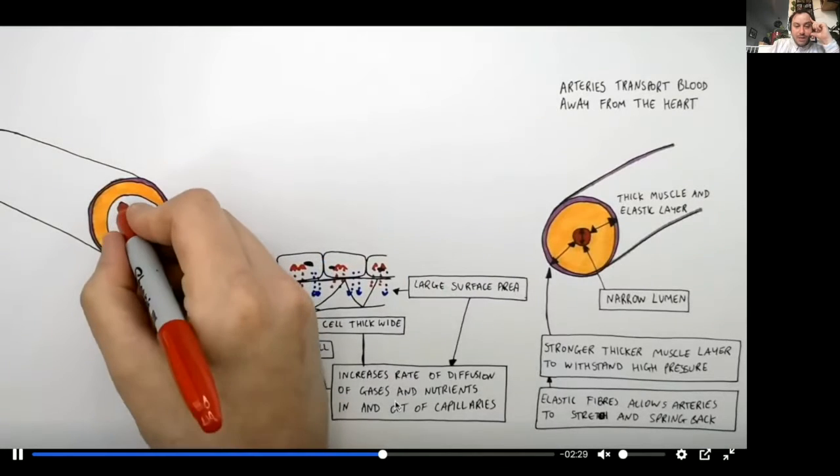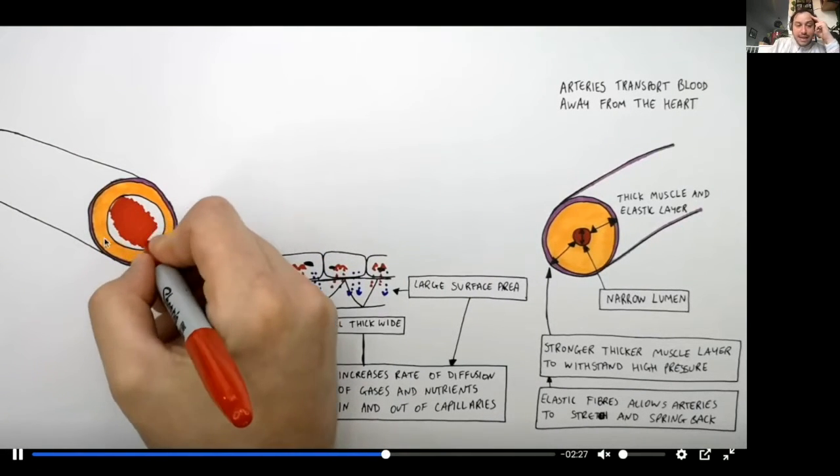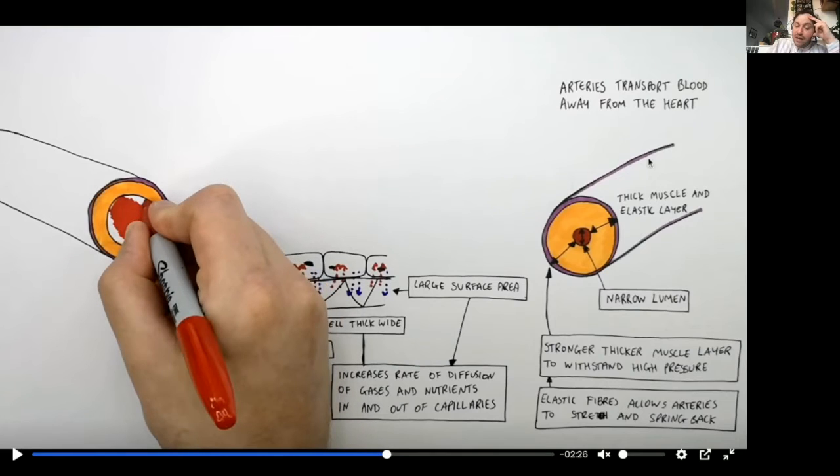Veins transport blood to the heart. Can you see here? Whatever you've written about the artery, write the opposite for veins. It's got to the point now where if you remember one, you remember both of them.